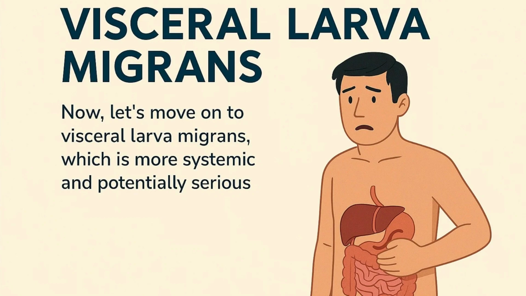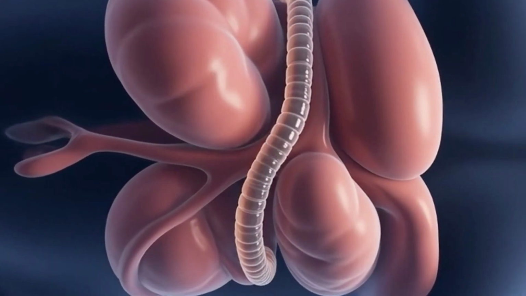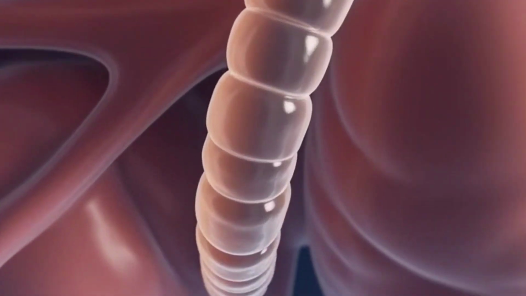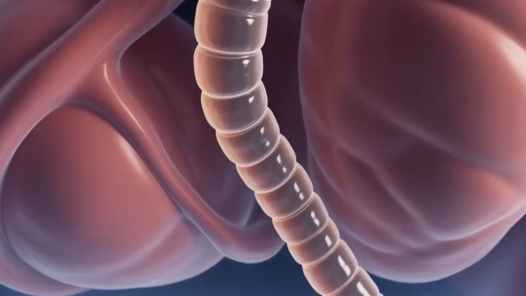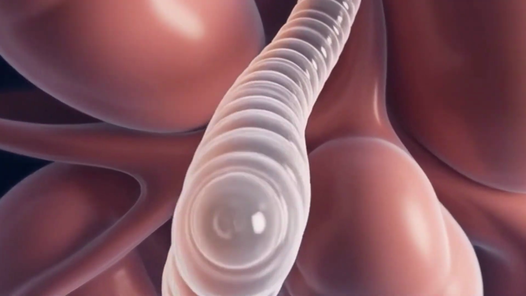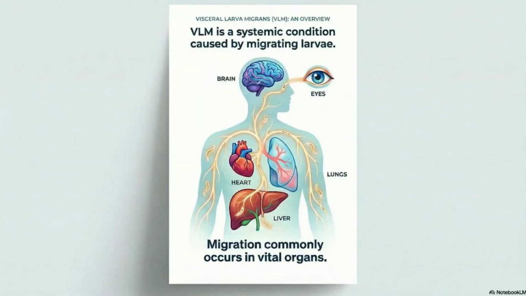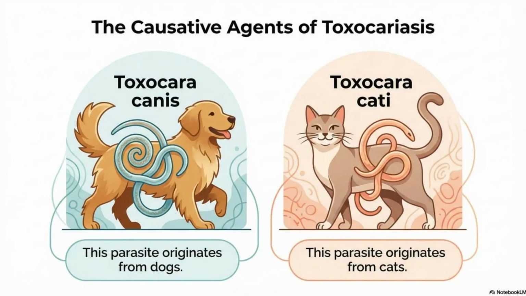Now, let's move on to visceral larva migrans, which is more systemic and potentially serious. Visceral larva migrans is caused by the migration of nematode larvae through internal organs, triggering inflammatory and immune-mediated damage. Visceral larva migrans is a systemic condition in which larvae migrate through organs such as liver, lungs, heart, brain, and eyes. The most common parasites responsible are Toxocara canis from dogs and Toxocara cati from cats. These parasites are among the most prevalent zoonotic helminths worldwide.